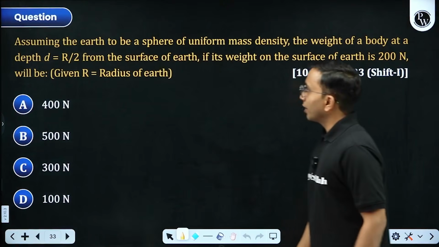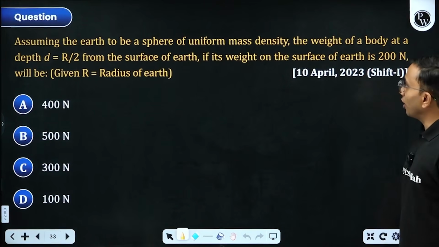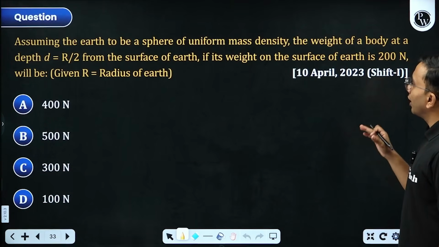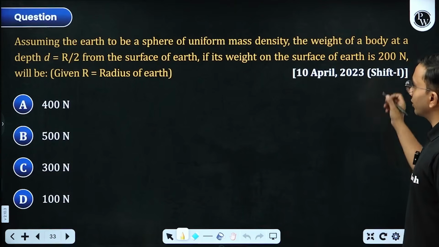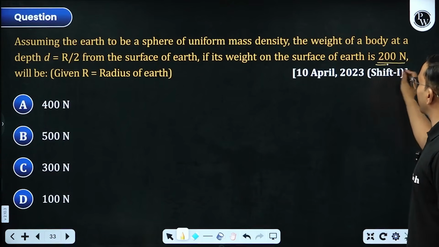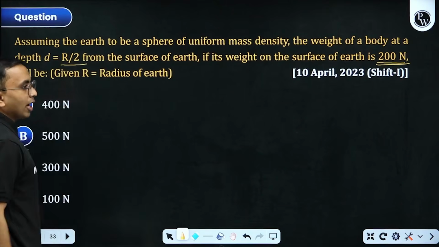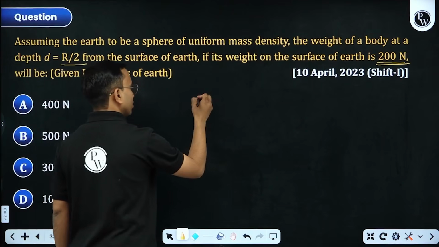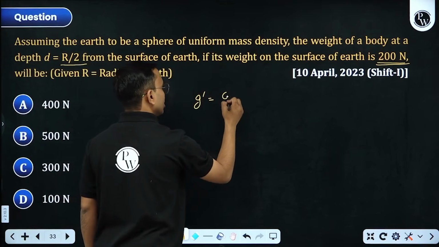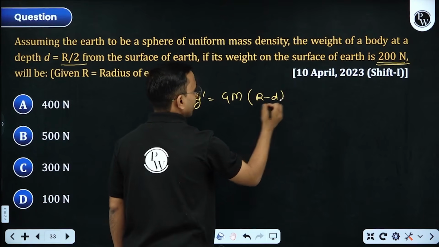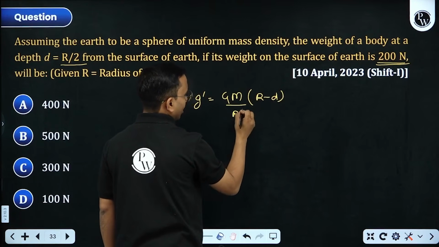Another question. Assuming the earth to be a sphere of uniform mass density, the weight of a body at depth r by 2 from the surface of earth, if its weight on the surface of earth is 200 Newton. Now at a depth r by 2, what will be my g dash? G m (r minus d) divided by r cube.